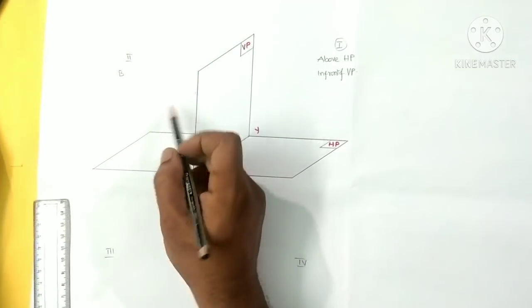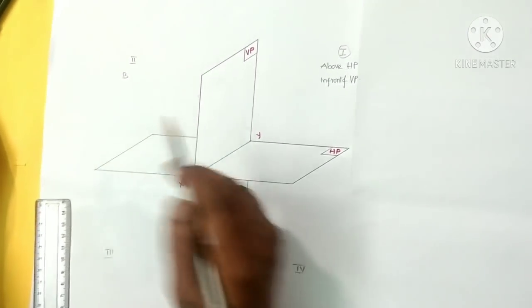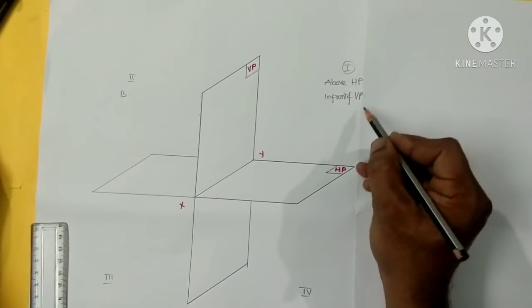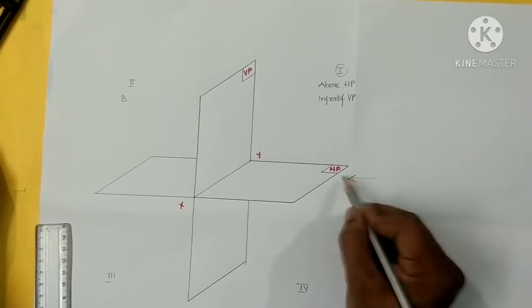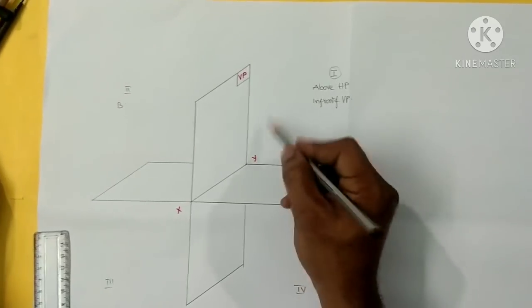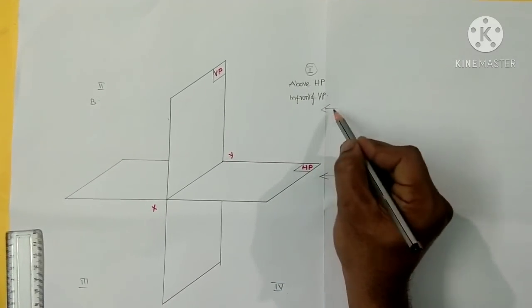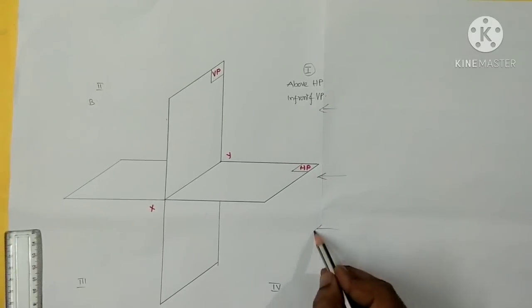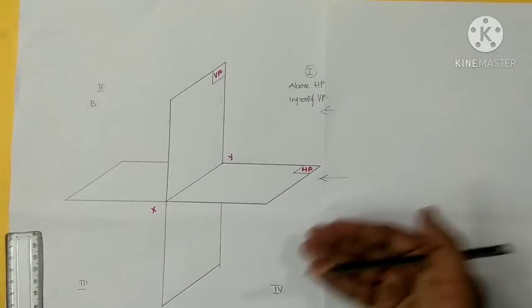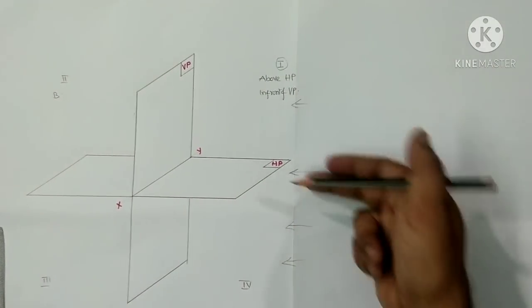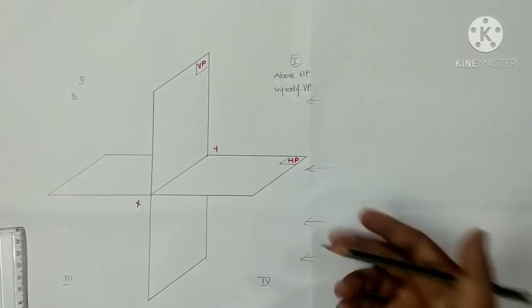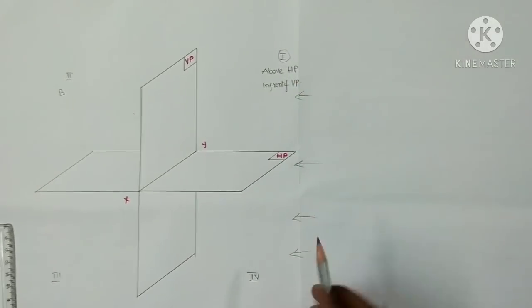Why should we say behind VP here? Because for the purpose of front view, always we should see the object in this direction only. That means suppose the object is located here, we should move to this particular position. So in this direction only. Whatever the position of the object, we must see the object in this direction.